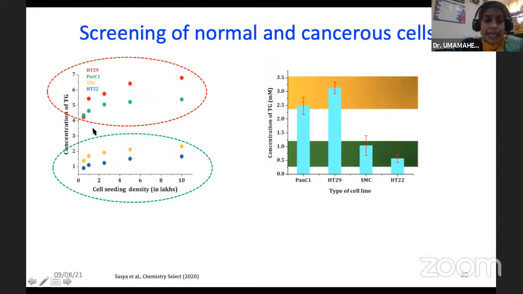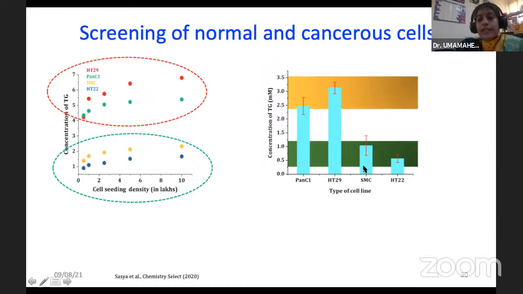Whereas the cancerous cells, their levels are higher. So the difference in the triglyceride levels is significant. If it is cancer, we see there is a higher amount of triglycerides, whereas if it is normal cells, there is a much lower level of triglycerides.